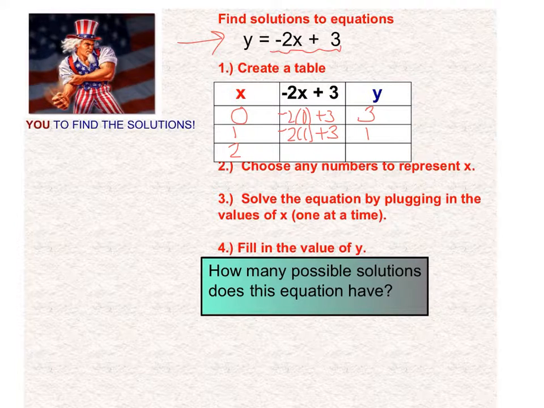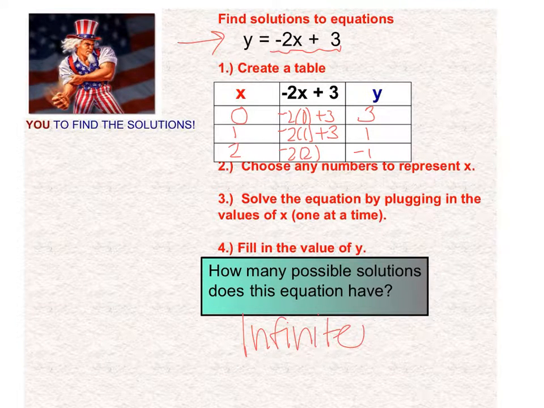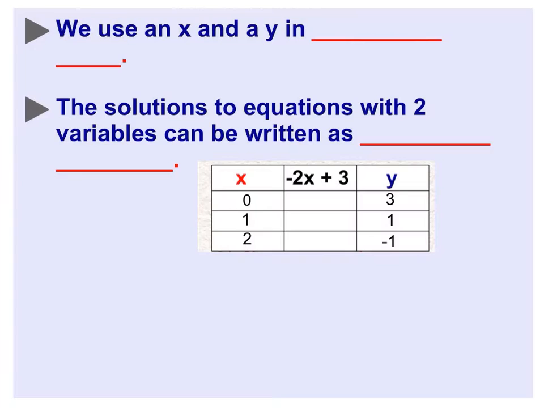Let's find out what y is if we plug in 2. Negative 2 times 2 is negative 4. Negative 4 plus 3 is negative 1. So we found 3 values for x and y that would satisfy this equation. Now remember, how many possible solutions does this equation have? Well, it has an infinite number of answers. We just chose to find 3 of those answers. We found 3 x's and 3 y's that'll work in the equation y equals negative 2x plus 3.